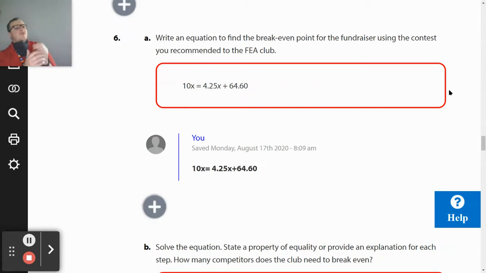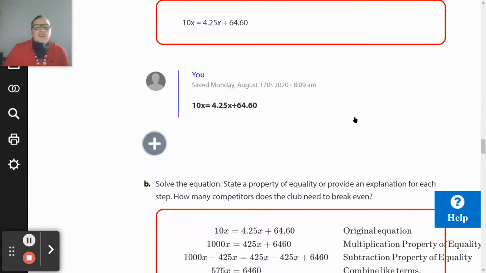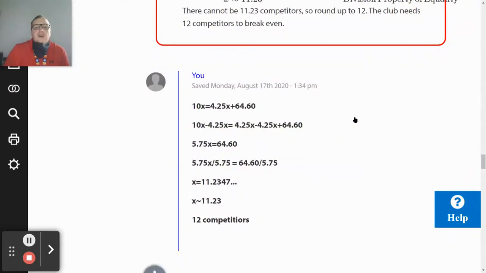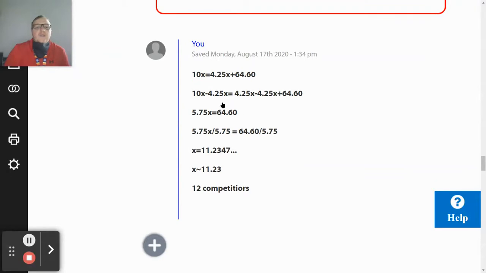And so if we would just subtract the smallest variable, the 4.25x, right out of the gate from the 10x, we do the subtraction property of equality. We subtract the 4.25x from both sides. What happens to this 4.25x minus 4.25x?